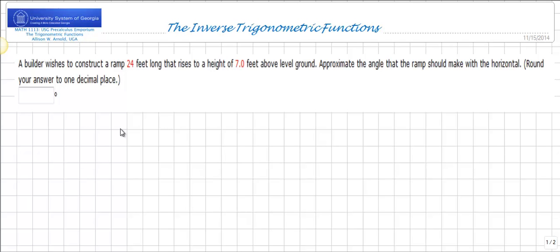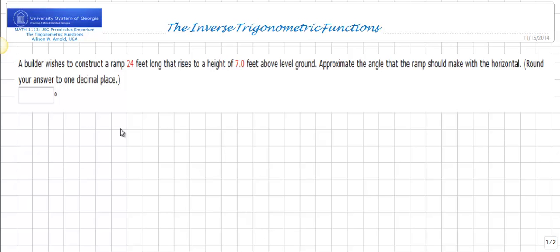Okay, let's go back and look at trigonometric application problems. And when you need to find an angle, usually an appropriate thing to do is to utilize an inverse trig function.